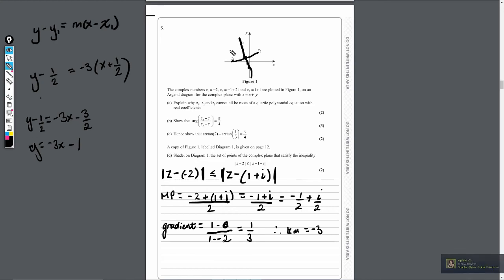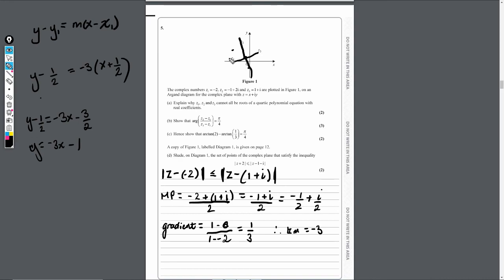Now we've just got to deduce where it's closer, because it's saying where is the distance of Z plus 2 less than or equal to the distance of Z minus 1 minus i. Remember, Z plus 2 is this point here, your Z1, and Z minus 1 minus i is this point here. So which side gets me closer to Z1? Well, that's clearly going to be anything here. If I pick this point here, I'm closer to Z1 on this side than I am on this side. So we're going to have to shade everything across here.